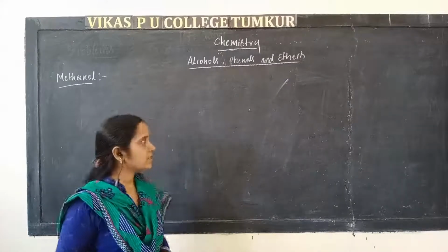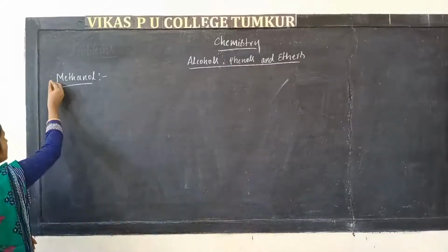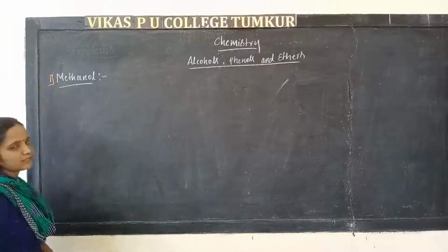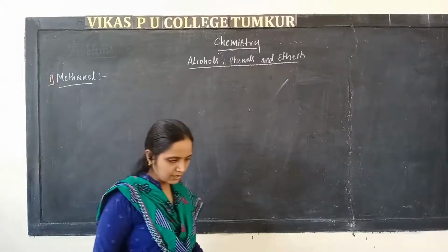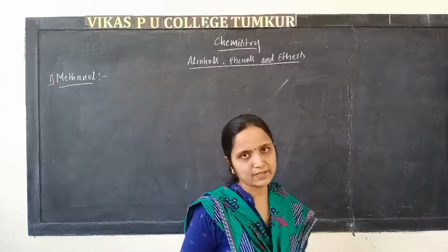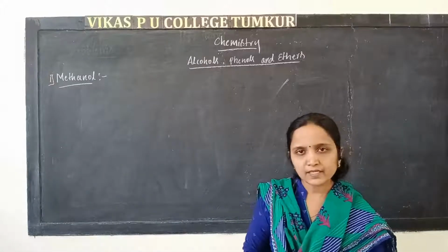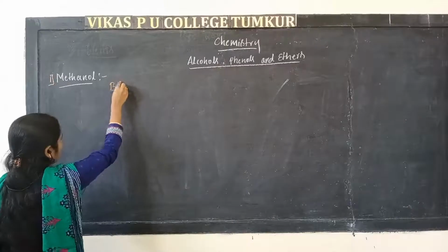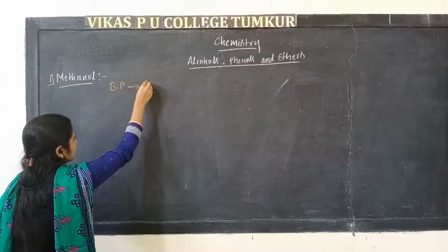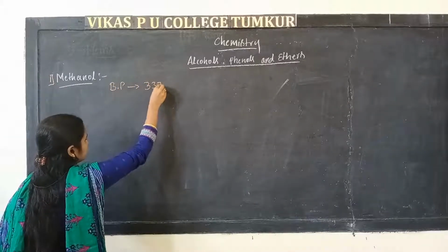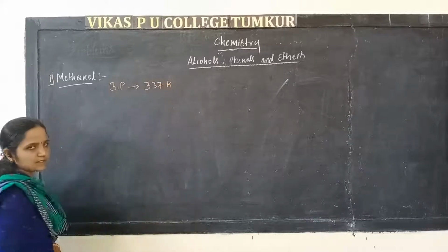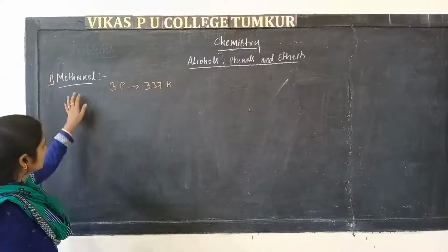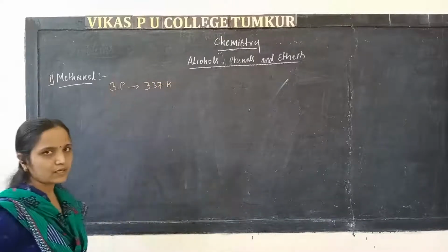First we are going to discuss methanol. Methanol is a colorless liquid. The boiling point of methanol is 337 Kelvin. This is about the boiling point of methanol.